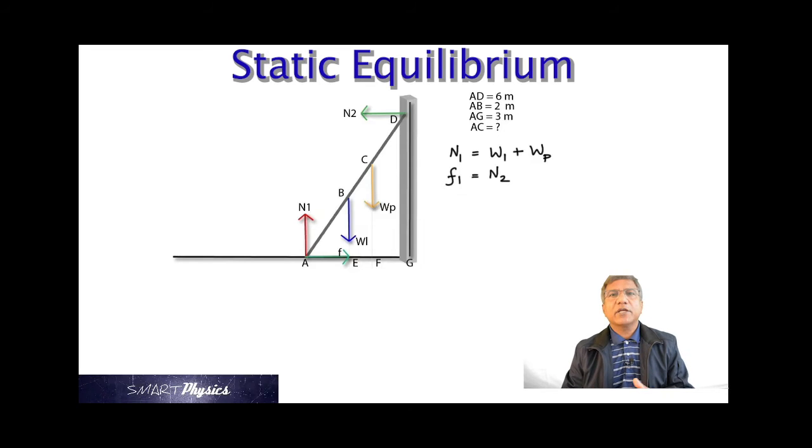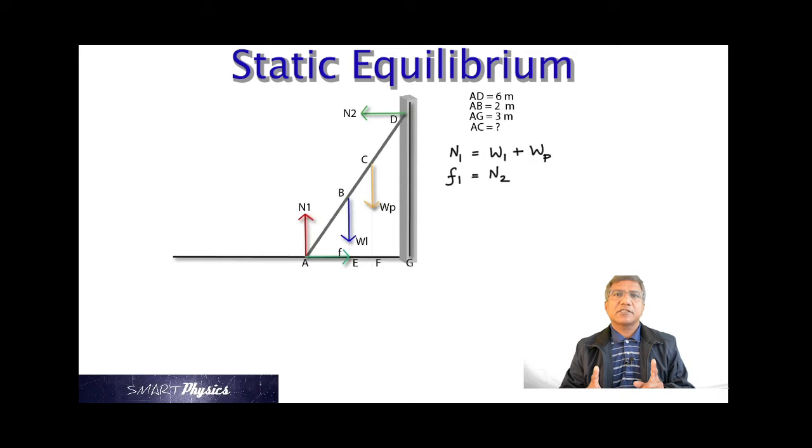Now, the next condition is to show that the net torque is zero. For that, we could calculate the torque about any convenient point, but I'm going to pick the point of contact between the ladder and the ground as the point where I'm going to calculate the torque. Why is that? Because in that case, the torque due to N1 and F both will become 0, because we're calculating the torque exactly about A, and that's the point about which these two forces are acting.